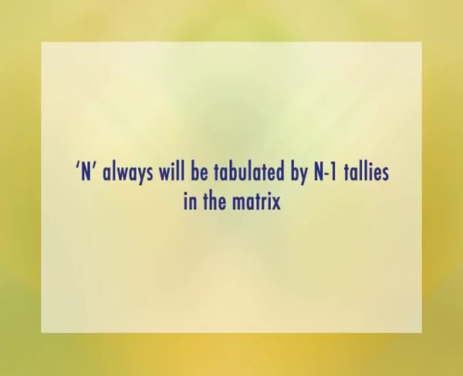Each pair overlaps with the next, and the total number of observations, n, will always be tabulated by n minus 1 tallies in the matrix. In this case, we started with a series of 16 numbers and the series produces 15 tallies in the matrix.